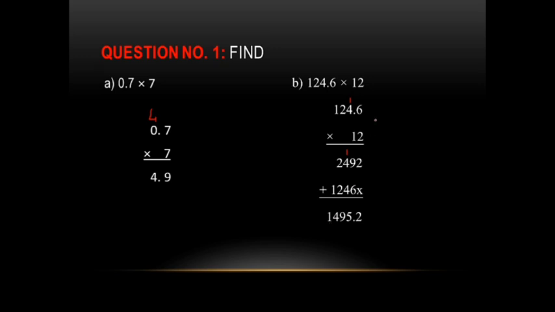Now check where the decimal is given. Here the decimal is given before one digit. So in the answer we got, we will place the decimal before one digit. This is how we have to perform the multiplication. Again we will find some examples.